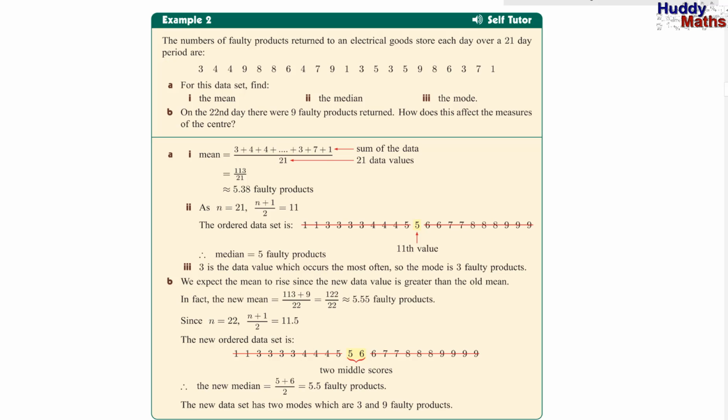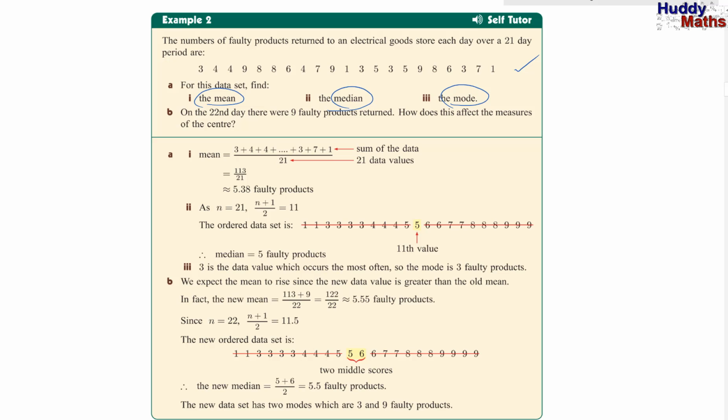So here's some discrete data, yes? Because it's the number of family products returned to an electrical goods store each day over a 21-day period. We want to find the mean, the median, and the mode. Okay, so here we are.